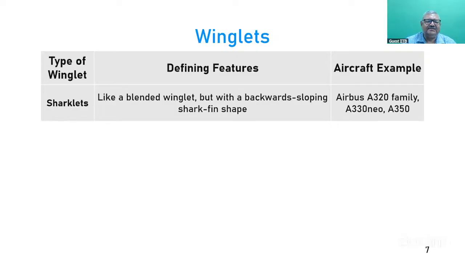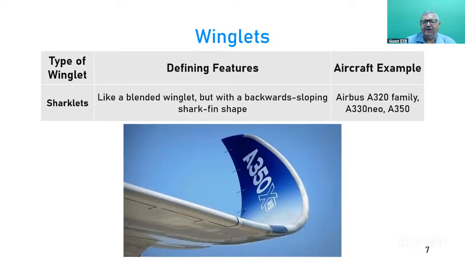The next type is a sharklet. It's like a blended winglet, which I showed you, but it has a backward sloping shark fin shape. This has been adopted in the Airbus A320 family, in the A330 Neo. Neo stands for new engine option, and the modern Airbus A350, as you can see in this figure, A350 XWB. These aircraft have a sharklet. So it's a blended winglet, but it has got a backward sloping shark fin shape.